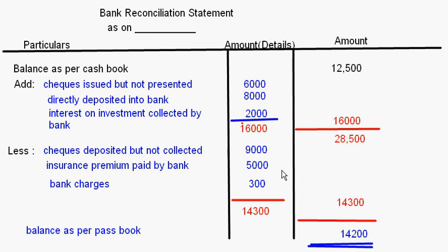So what you have to keep in mind in these questions, where you have to come from the cash book balance to the passbook balance, is that an increased cash book balance should be deducted from the cash book balance. That is, whatever items that has led to an increase in the cash book balance should be deducted, and whatever items that has led to the decrease in the cash book balance should be added, right?